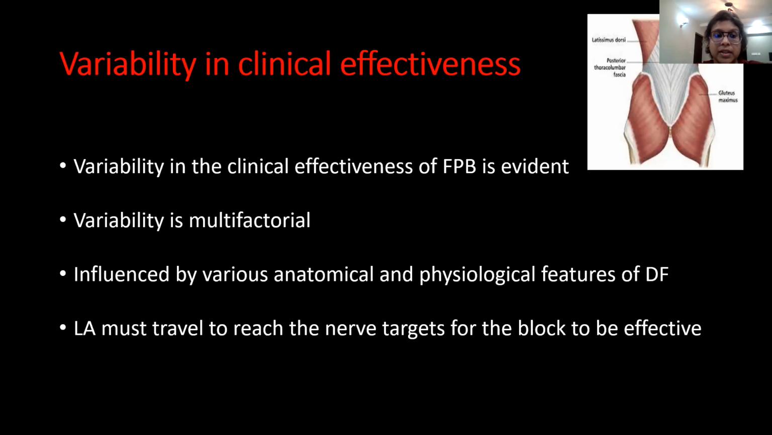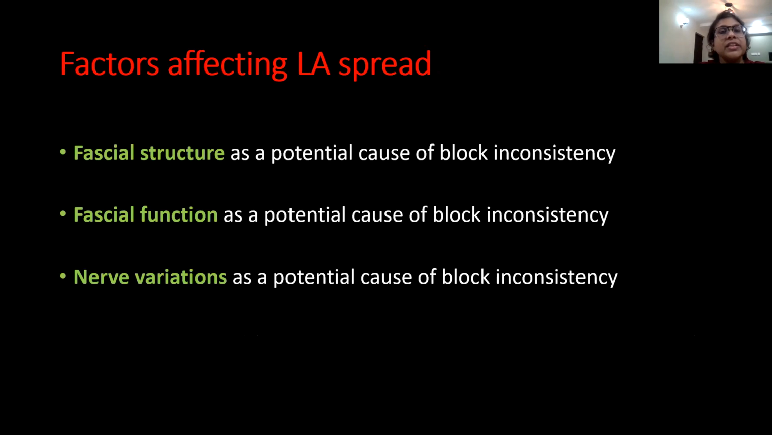So the variability in clinical effectiveness of the fascial plane blocks is already evident, and this variability is multifactorial. It is just not enough that the local anesthetic spreads and reaches a target nerve. What is more important is that a minimally effective concentration also should reach, and this concentration will determine the clinical effectiveness of the analgesia. Now, the spread of the local anesthetic is influenced by various anatomical and physiological features of the deep fascia. So the factors that affect the local anesthetic spread and the factors that contribute to the block inconsistency may be due to the variations in fascial structures and the fascial function, or the variations in the nerves themselves.